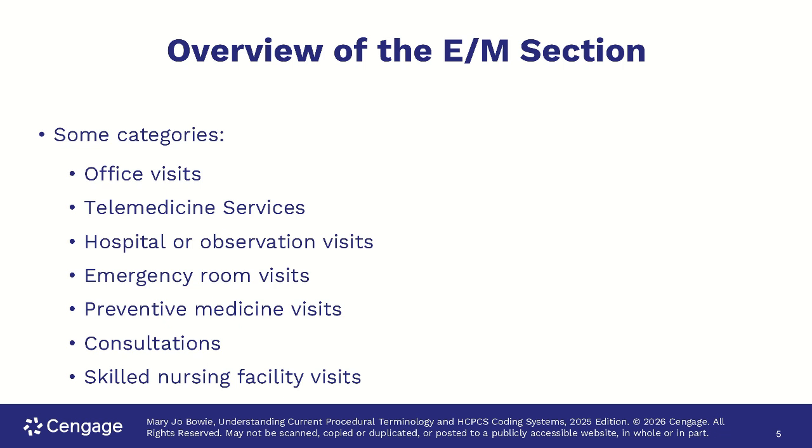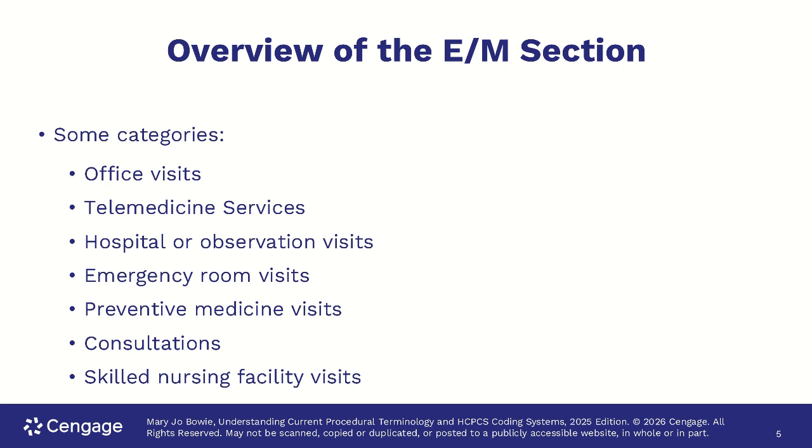So once you go past the guidelines on the green pages, what you're then going to see are the different subsections. So if you turn over in your CPT manual, I think it's like page 15, maybe.